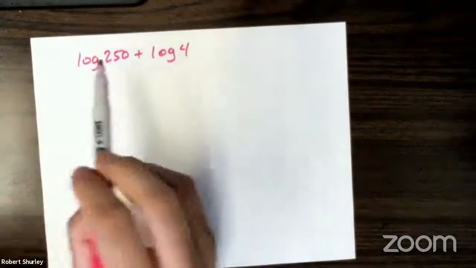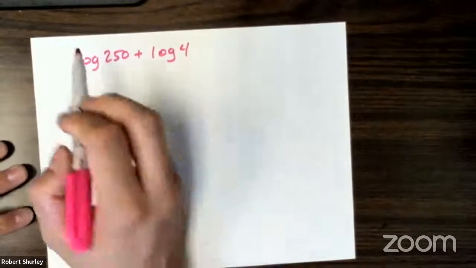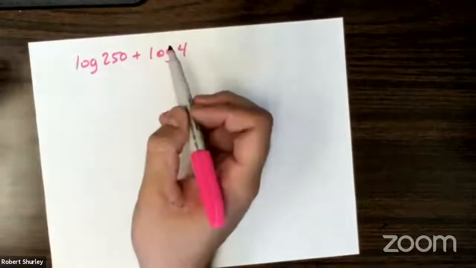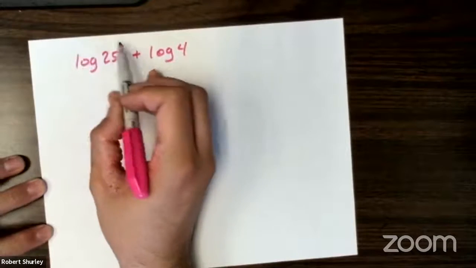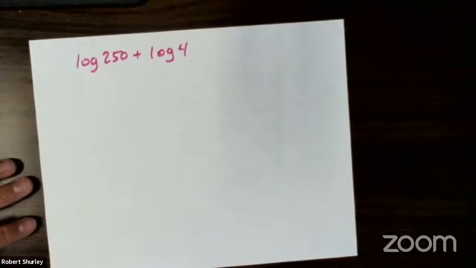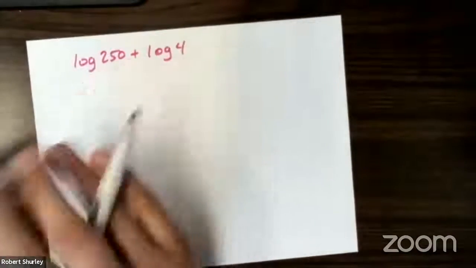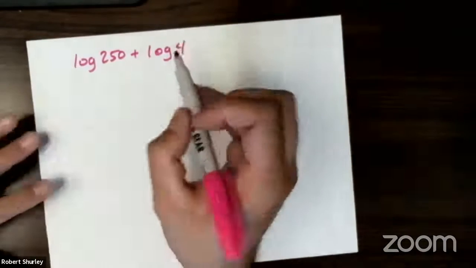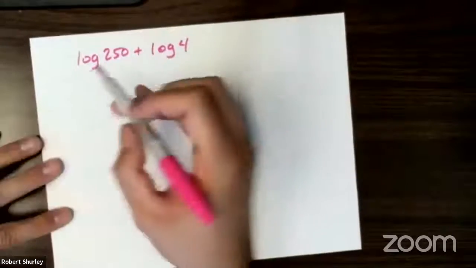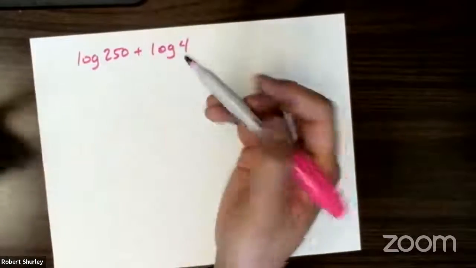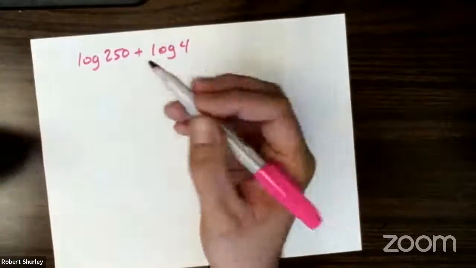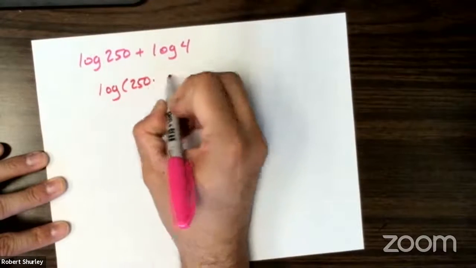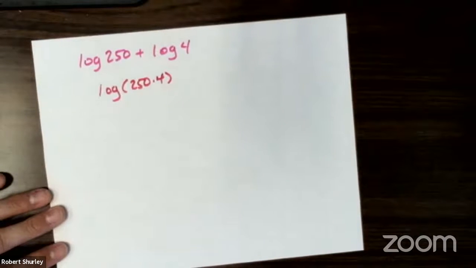So what this means is if we're going to condense these, the coefficient in front has to be 1, which this doesn't, so we don't have to worry about it here. But if we did, we know we could bring it inside as an exponent. So let's look at a basic one, and I'll do one next with a coefficient. Now we know with a plus sign, same logarithm, log base 10, a plus sign on the outside meant multiplication on the inside. So this is going to be 250 times 4, right?